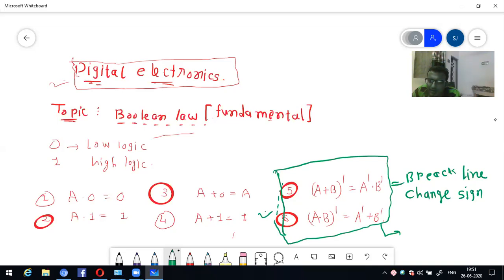Now we will derive De Morgan's law with the help of logic levels. With the help of logic levels, we will derive the law. So share the whiteboard here. I have enlarged it. We would like to prove De Morgan's law. So here we can say (A plus B) all dash equal to A dash dot B dash. We would like to prove this theorem.